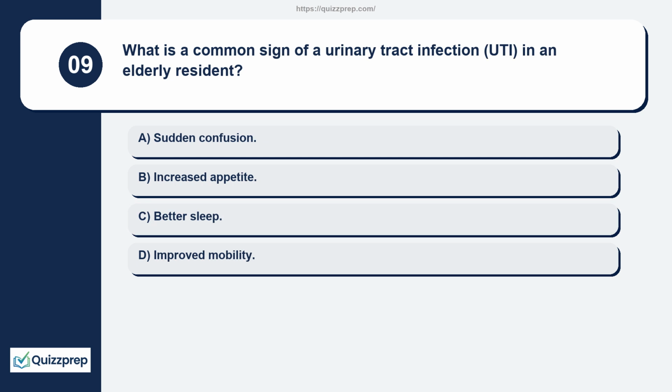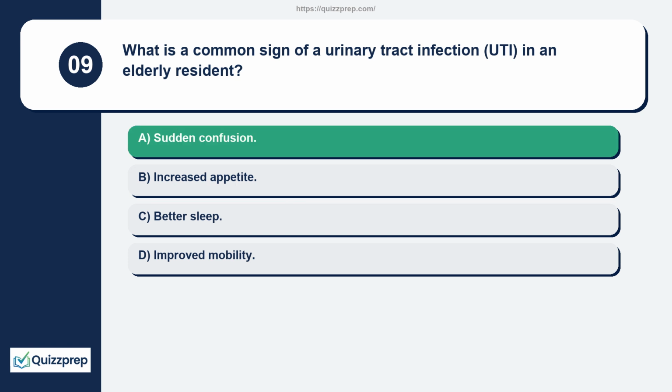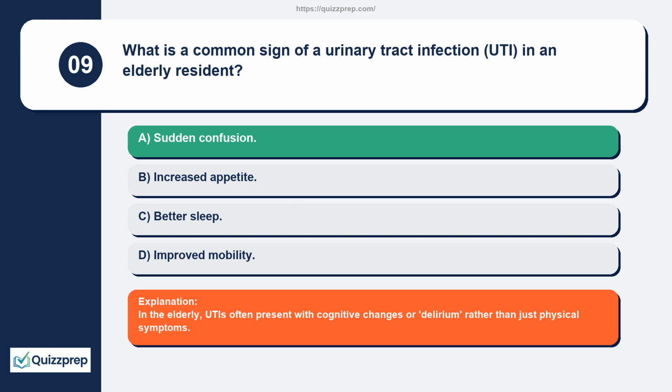Question 9. What is a common sign of a urinary tract infection, UTI, in an elderly resident? Sudden confusion, increased appetite, better sleep, improved mobility. In the elderly, UTI often presents with cognitive changes or delirium rather than just physical symptoms.